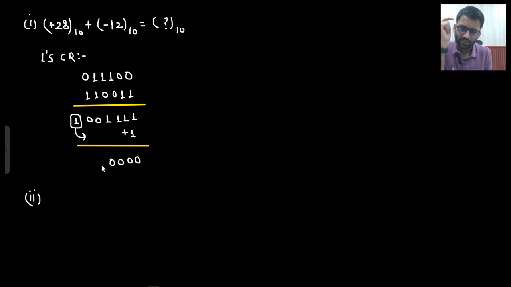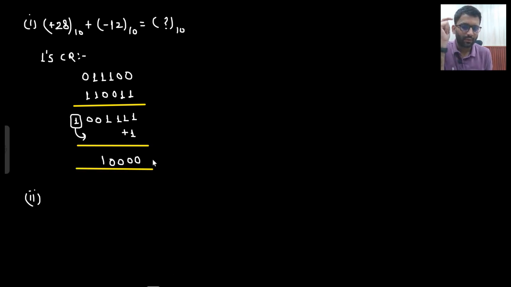Although I know the answer would be 16, the answer is positive. If the answer is positive, that means carry should be generated. So let's see if carry is generated or not. 1 1 1 1 0 0 and 1. Yes, carry is generated. And if carry is generated, we add it back. So now we get the final answer: 0 0 0 0 and finally 1.